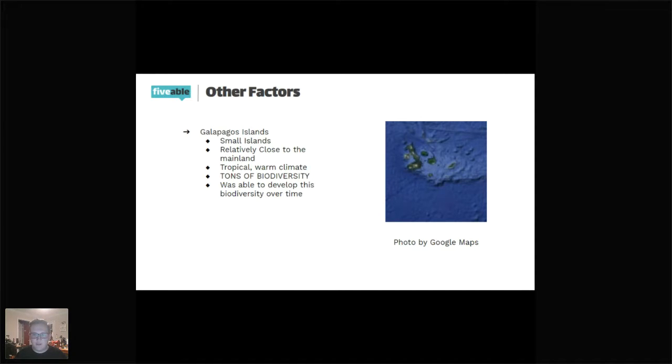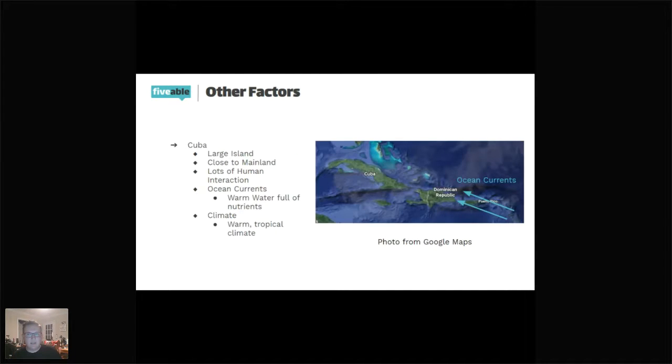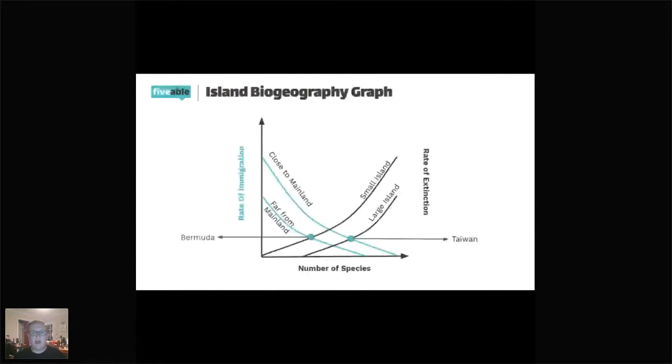All right, so let's go back and look at our graph for some practice. I also want you guys to remember that it's not going to strictly follow this graph. Like here, close to mainland, small islands here, but it might have more biodiversity than a large island at some points. So don't think, oh, it has to be that. No, this is just a theory trying to describe it.